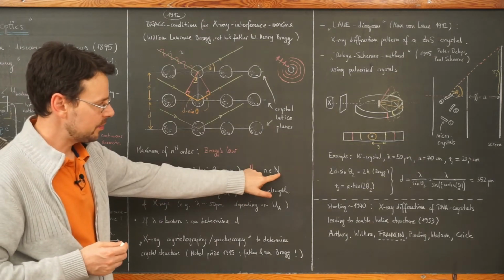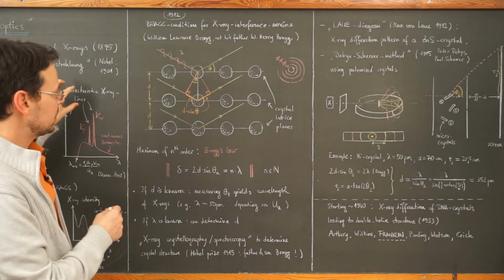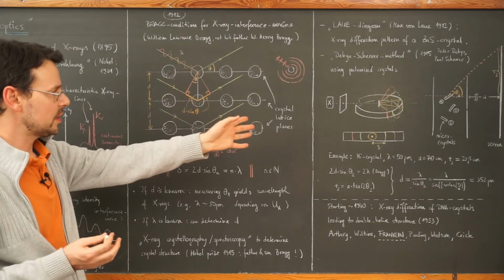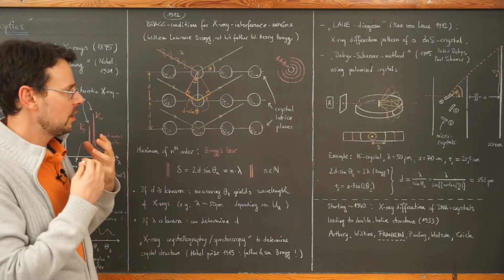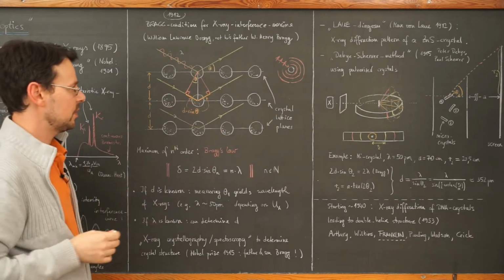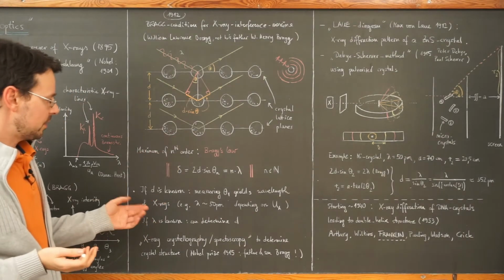n is a natural number, not 0, because for theta equals 0, a lot of the radiation simply passes through the crystal, and we shouldn't talk about constructive interference so much, because a lot of radiation simply goes through, I think. Now the applications are very important.